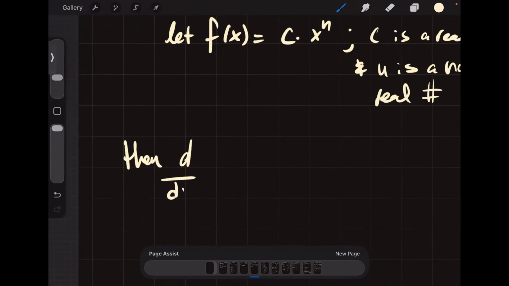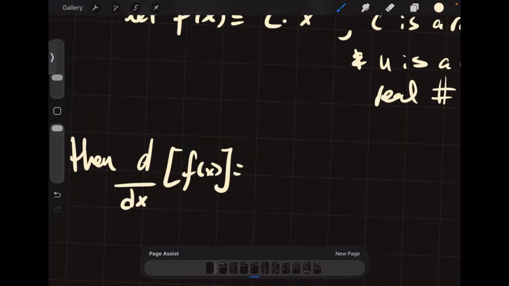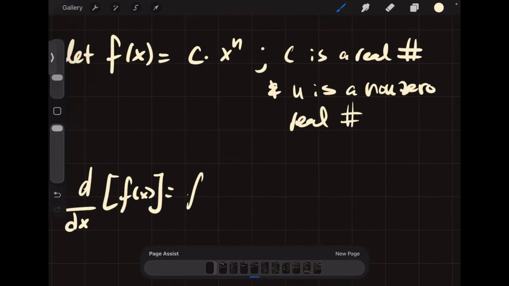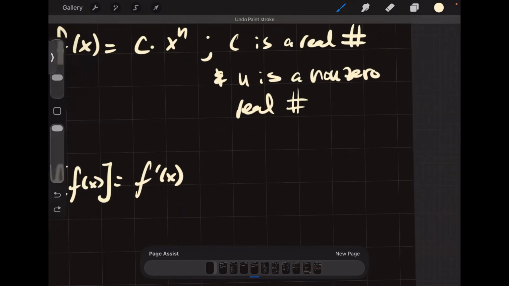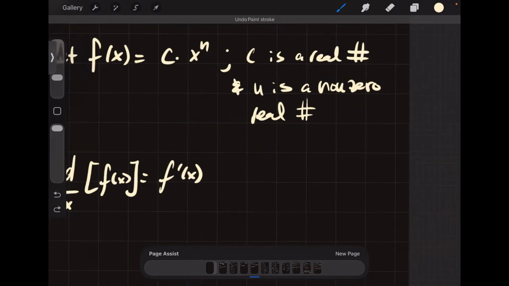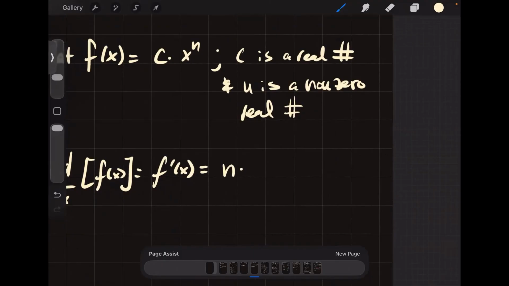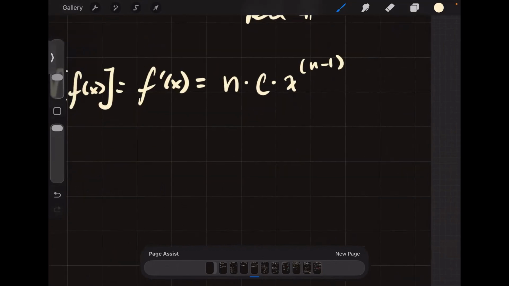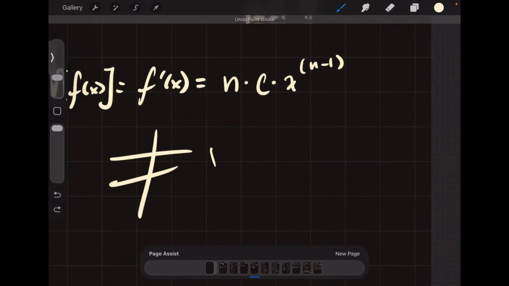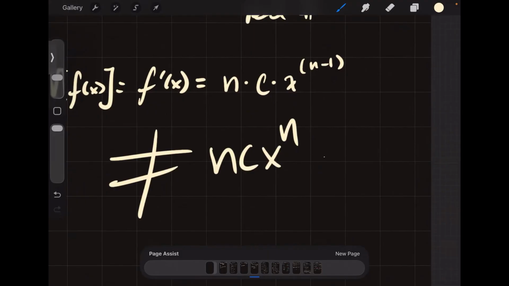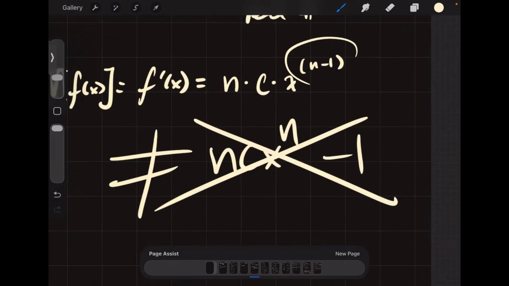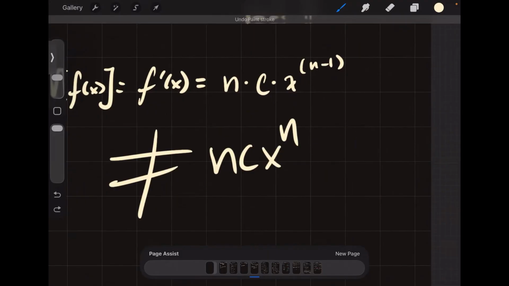the derivative in terms of x of f of x is equal to f prime of x, right? This is the shorthand we use. They mean the same thing. I prefer using this notation for shortness and this one for clarity. Equal to n times c times x to the power of n minus 1. Not ncx to the n and then minus 1 out here. Okay, don't do that. N minus 1 up here, like normal civilized humans.